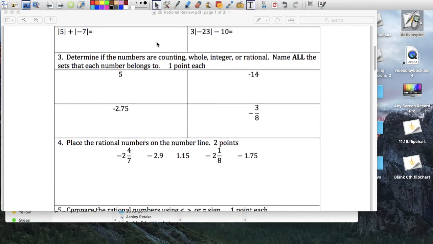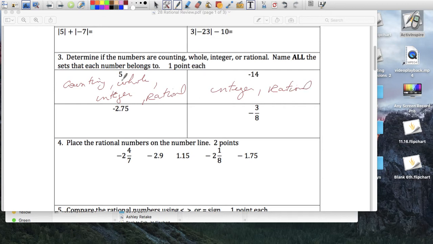Determine what the numbers belong to. Okay, so 5 belongs to the counting numbers, the whole numbers, the integers, and 5 is also a rational. Okay. Negative 14, it's not counting, it's not whole, but it's definitely an integer, and it's definitely a rational number.